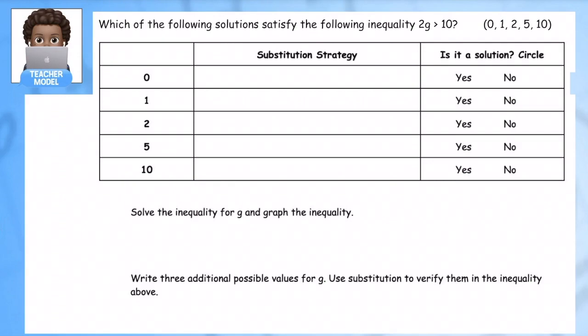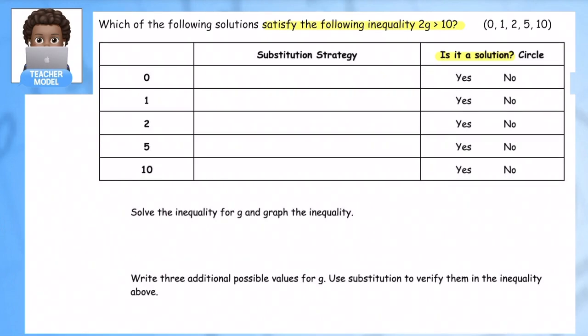Let's jump into this first practice. Which of the following solutions satisfies the following inequality? So when we say satisfies inequality, we want to know, is it a solution? That's all we're asking. Is it a solution? Yes or no? So what you're going to see me do is use substitution to see whether or not the statement is true. So let's start with the first one.